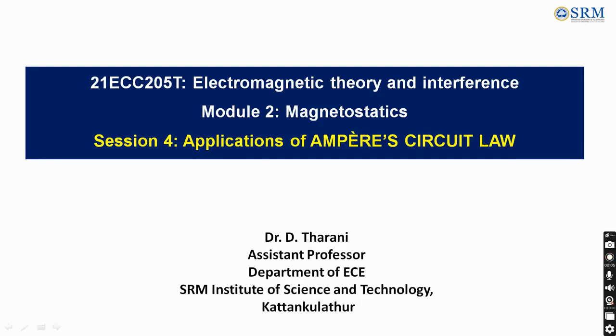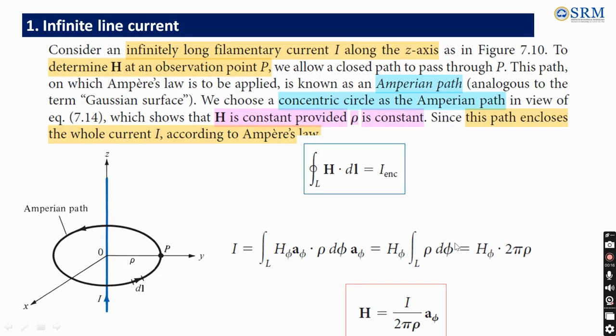In this magnetostatics module, let us see the application of Ampere circuit law. So we are going to see two applications in this session. Let us recall the Ampere circuit law, that is, the line integral of magnetic field intensity around a closed path is equal to the current enclosed by the path, right?